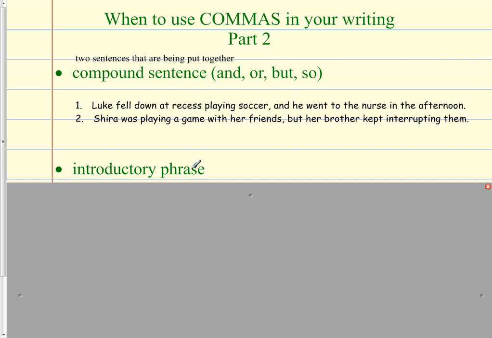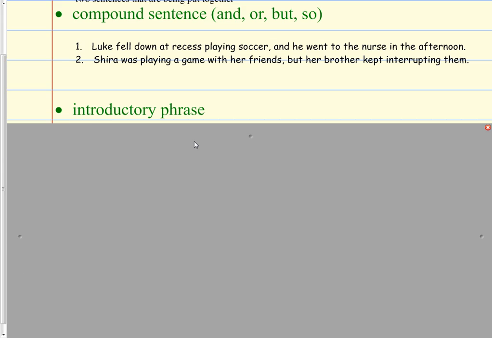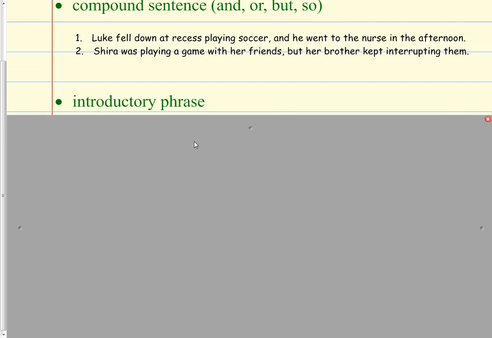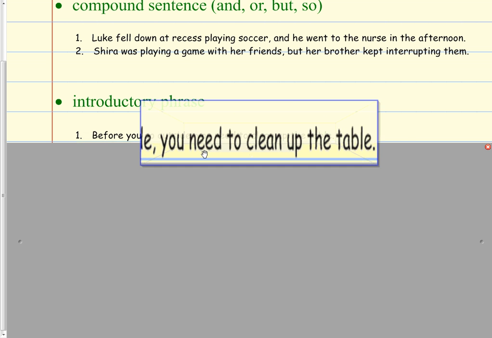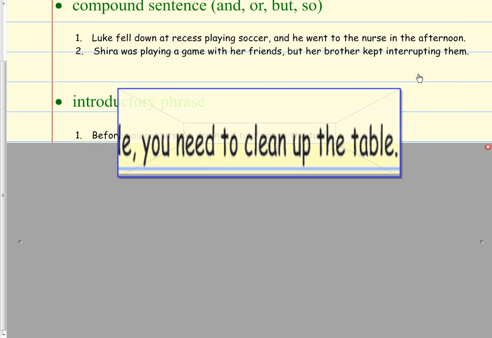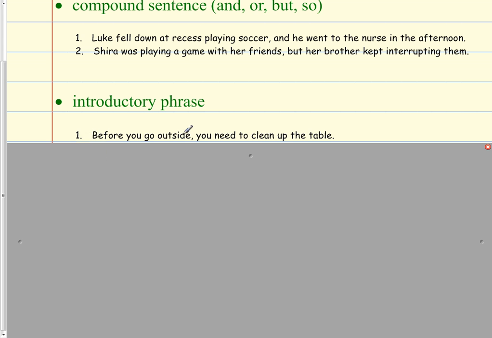An introductory phrase. So at the beginning of your sentence, you might have just a little something that you're leading the sentence off with. Before you go outside, you need to clean up the table. This is really what the sentence is about. You need to clean up the table. Well, when do you do that? Before you go outside.